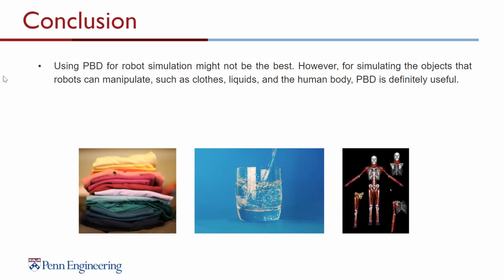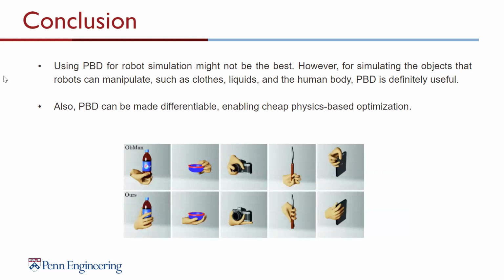Another thing you can learn from this is that position-based dynamics can be easily made differentiable, so you can do very cheap physics-based optimization. The image below shows how you can use this physics simulation to optimize the hand pose for grasping different objects. The bottom one is the result of the optimization. It takes a little long, about 10 seconds for one grasp pose, and if you use a GPU, you can get faster than that.